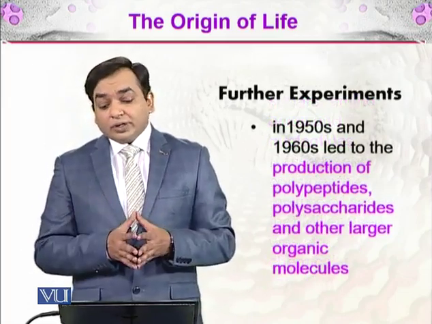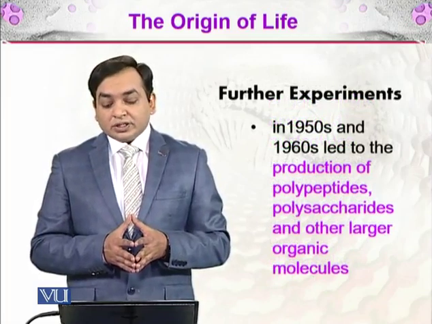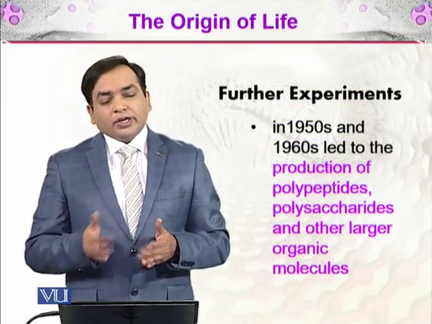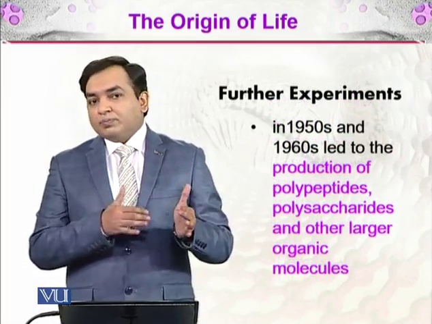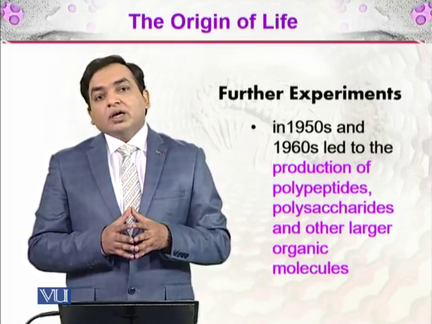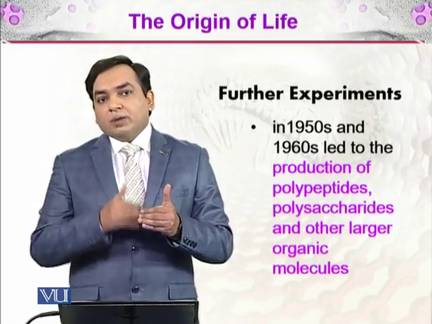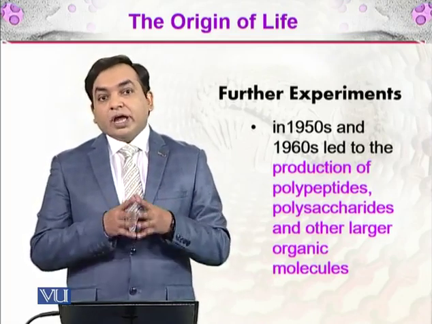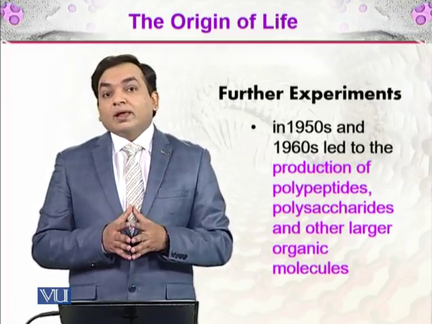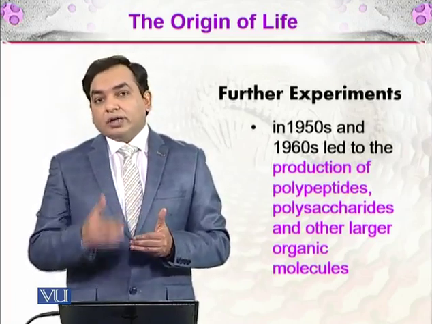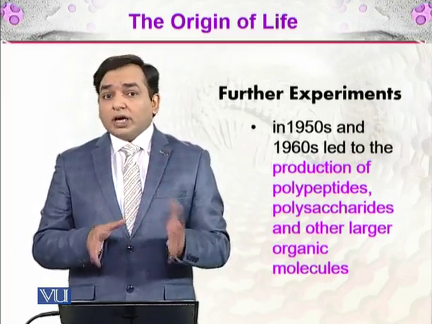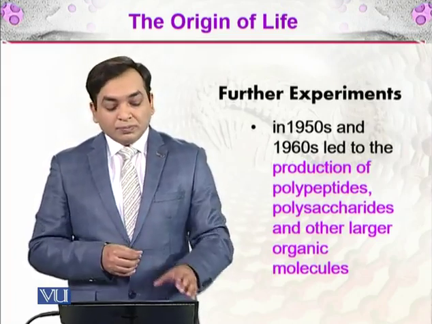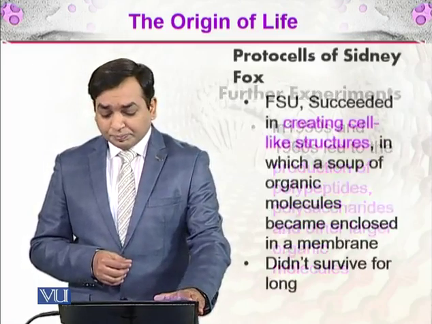There were some further experiments in the 50s and 1960s that led to the production of polypeptides, polysaccharides, and larger organic molecules. If you remember the previous diagram, from the previous topic, in which there are three steps, up till the polysaccharides, you have the third step. So biochemists were able to create those steps, and these further experiments somehow established that, okay, these are conditions which can result in the creation of organic molecules.